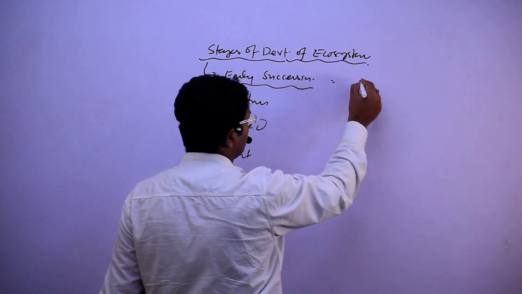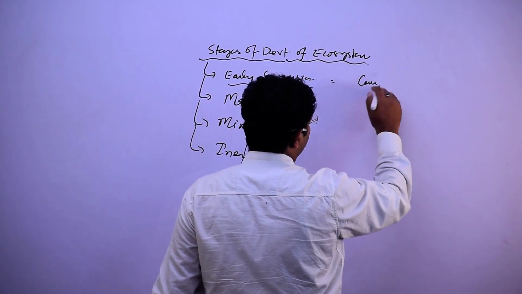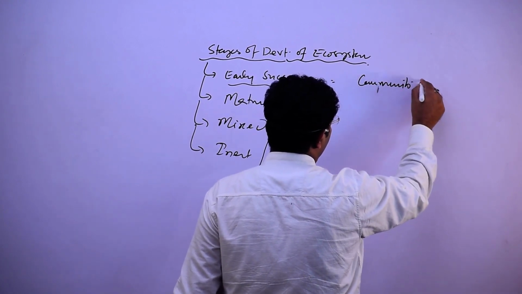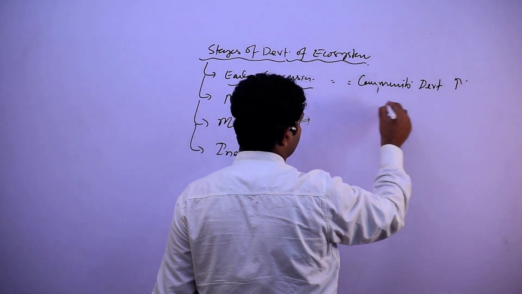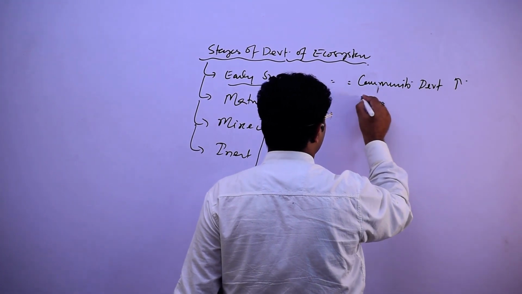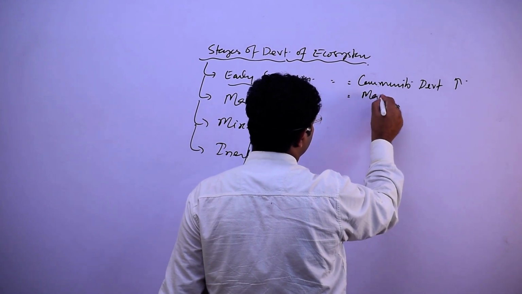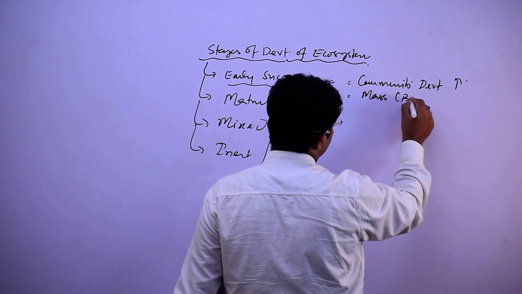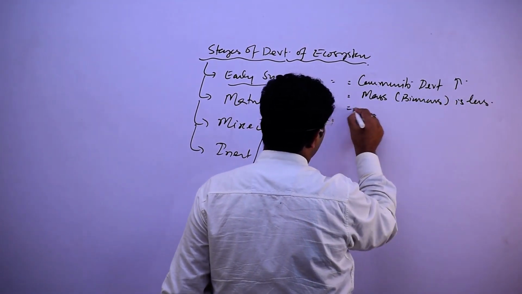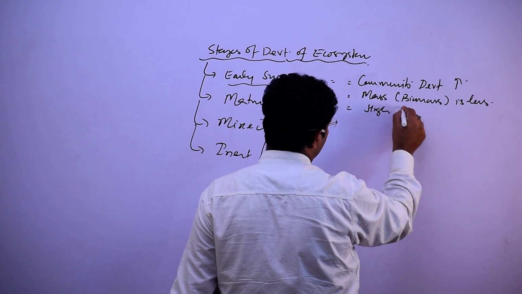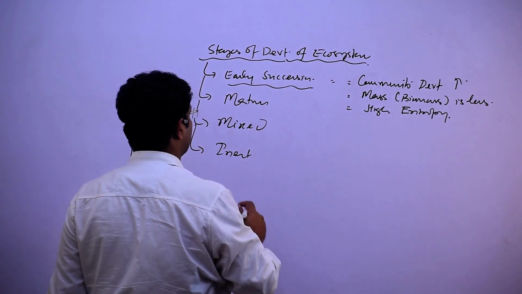Early section में क्या है? Community development is high, or development or production. Second point I said that in this one, mass or biomass is less and it has what? High entropy. This is in the early succession.